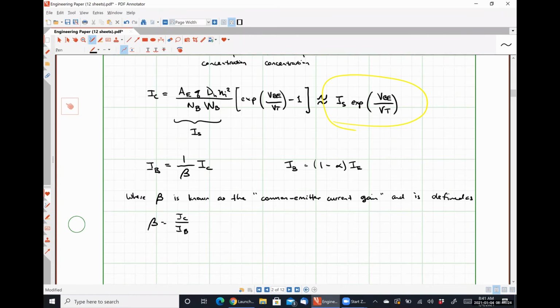So this coefficient describes how efficiently the transistor turns a base current into a collector current, right? So the larger that beta is, the better of a job the transistor does in converting that controlling current, the base current, into the output current, which is the current flowing through the collector.